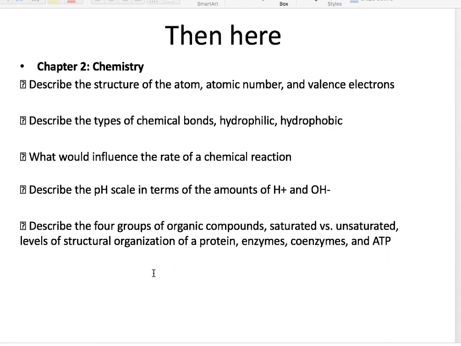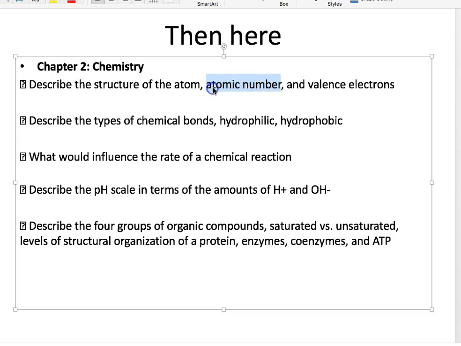Chapter 2, chemistry piece. Okay, and what's the structure of an atom? Okay, what's an atomic number? If we're telling you to learn an atomic number, learn the definition of an atomic number. Learn why valence electrons are so important. Don't try to memorize all of the different elements inside the periodic table of elements. That's not what you want to be doing here. Those valence electrons are used to make specific types of chemical bonds. What are they? Are they covalent? Are they ionic?